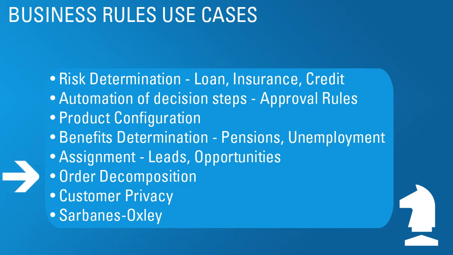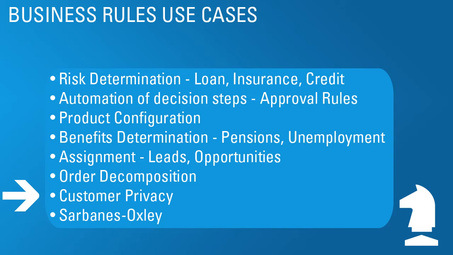Order decomposition is also a pretty fun one when you have an order that has lots and lots of line items, and you want to decide how big is it, what kind of product am I buying, and I want to take the order apart and look at all of them individually, and I can go for each line in the line items and make a determination about what to do with that order.